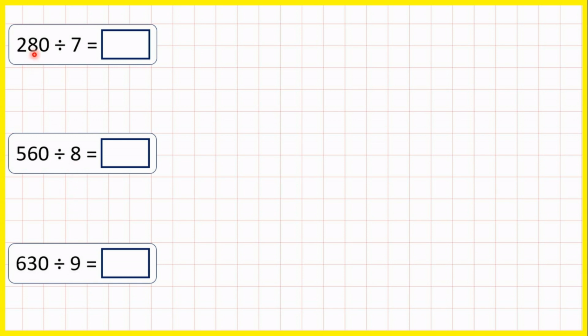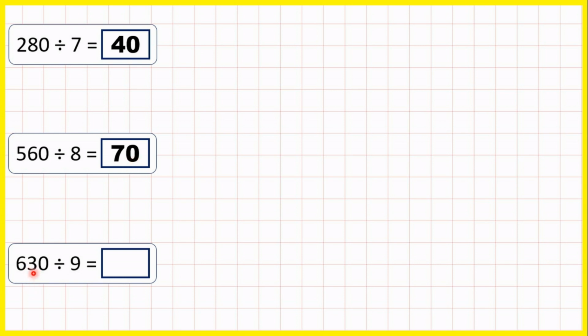So 280 divided by 7 is 40, and that's because 28 divided by 7 is 4, but then if we have an end 0 in our dividend, we need an end 0 in our quotient. And for 560 divided by 8, our answer's 70, because 56 divided by 8 is 7. We know that because 7 times 8 is 56, but then if there's an end 0 in our dividend, we need an end 0 in our quotient.